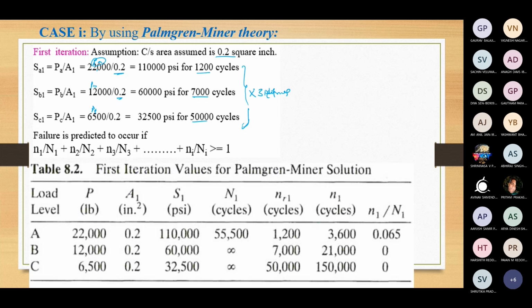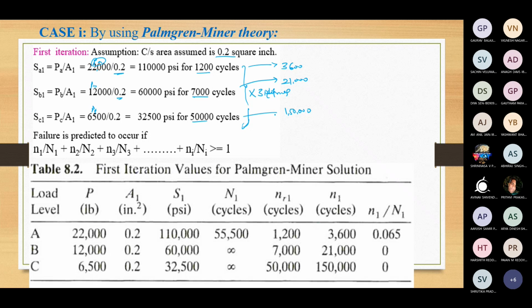So when you apply this 1200 as 3 times, how much will it become altogether? 3600. So altogether we need to apply 3600 cycles. For this particular magnitude we have to apply 21,000 cycles, and for 50,000 we have to apply 1,50,000 cycles altogether, when you multiply that by 3 times.